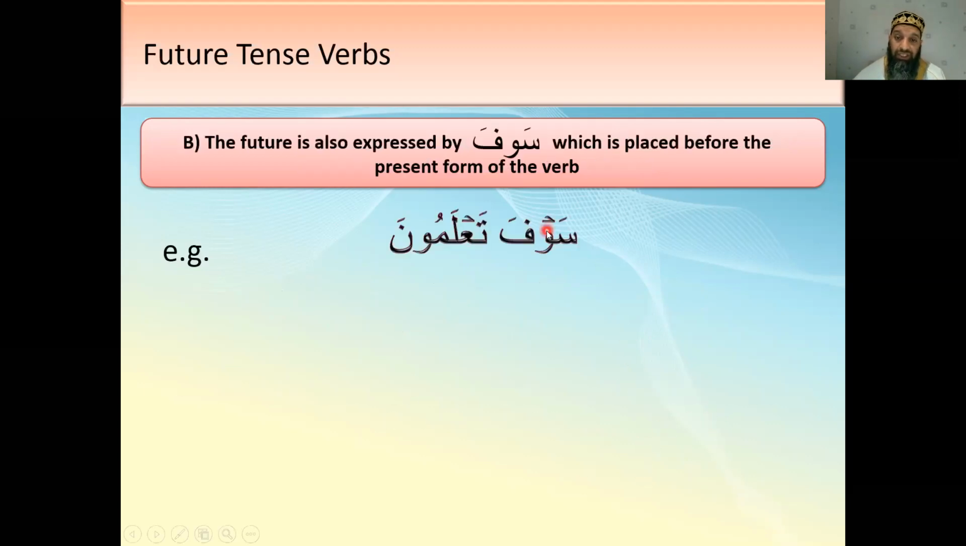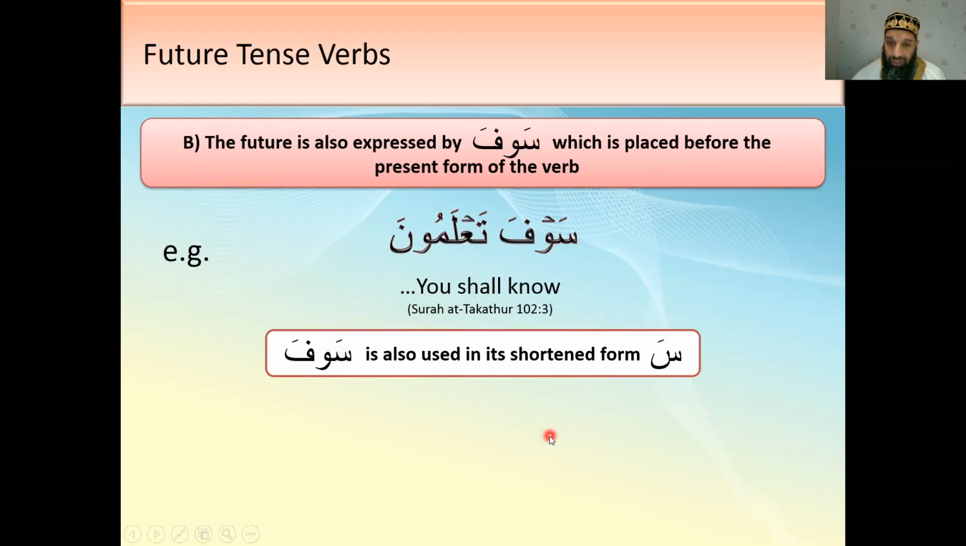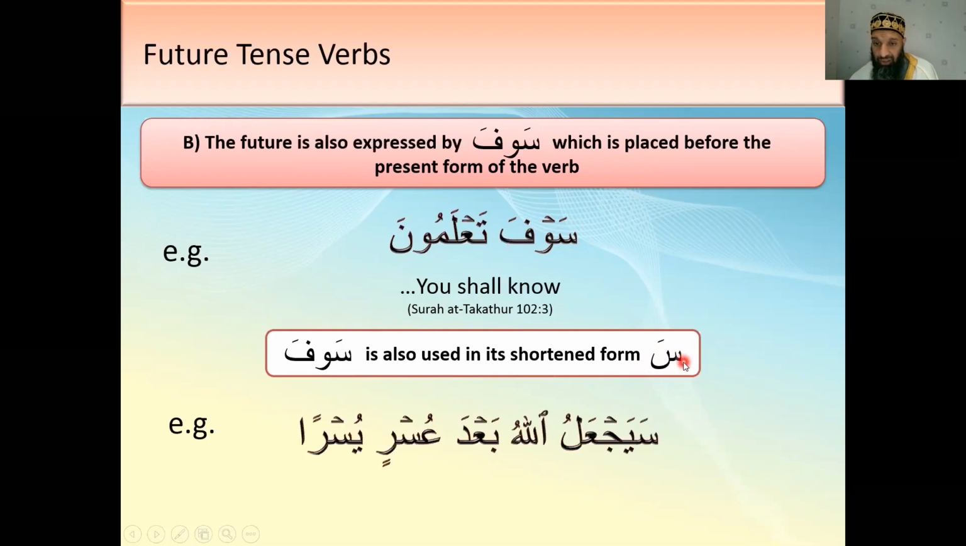The second way you can tell is when sawfa comes before the present verb. So sawfa, soon. Translates as soon sometimes, as far as I know. Sawfa ta'lamun, you will all know. So, you shall know, you will know. So when sawfa comes in front of a present tense verb, it becomes future tense. And also, when just the sa, so just imagine the waw and the fa have been taken off and the sin is joined onto that ta, that is also future tense. So when the sa joins onto a present verb, it makes it future tense as well.